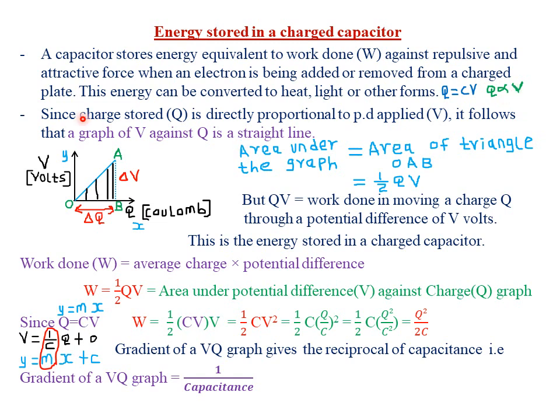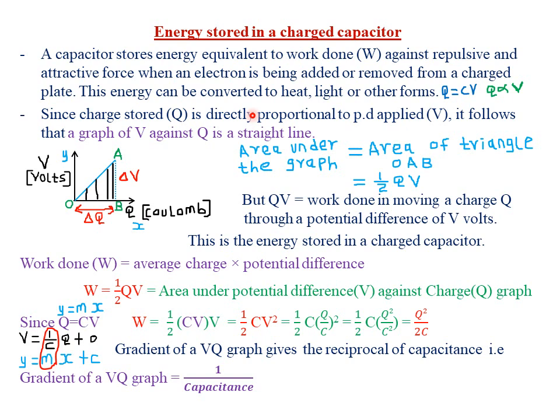Then we know that since the charge stored Q, that is the charge stored in the plates of the capacitor, is directly proportional to the potential difference applied V, that is the potential difference across the source, then it follows that a graph of V against Q will always be a straight line graph. Remember, we said that the plates of the capacitor usually charge until the potential difference across the plates of the capacitor is equal to the potential difference across the battery or the source.